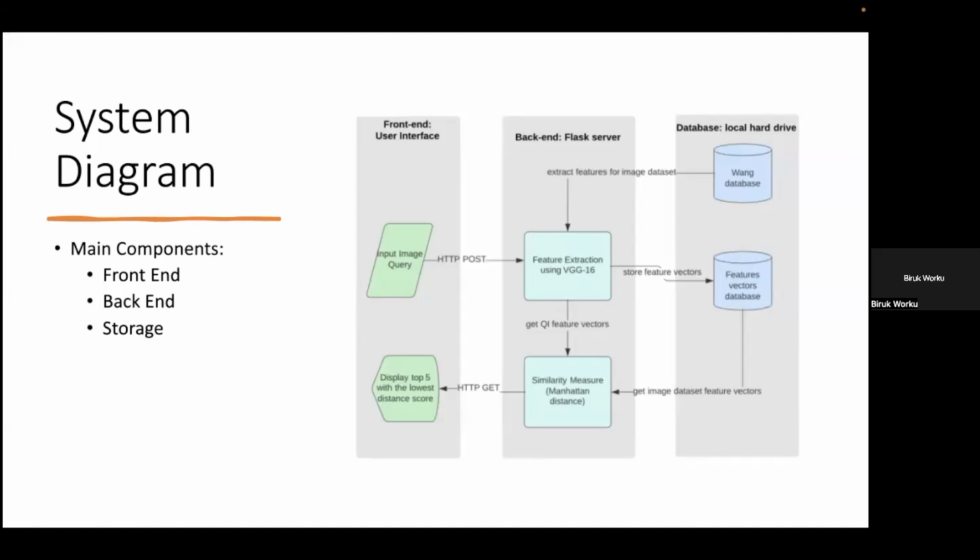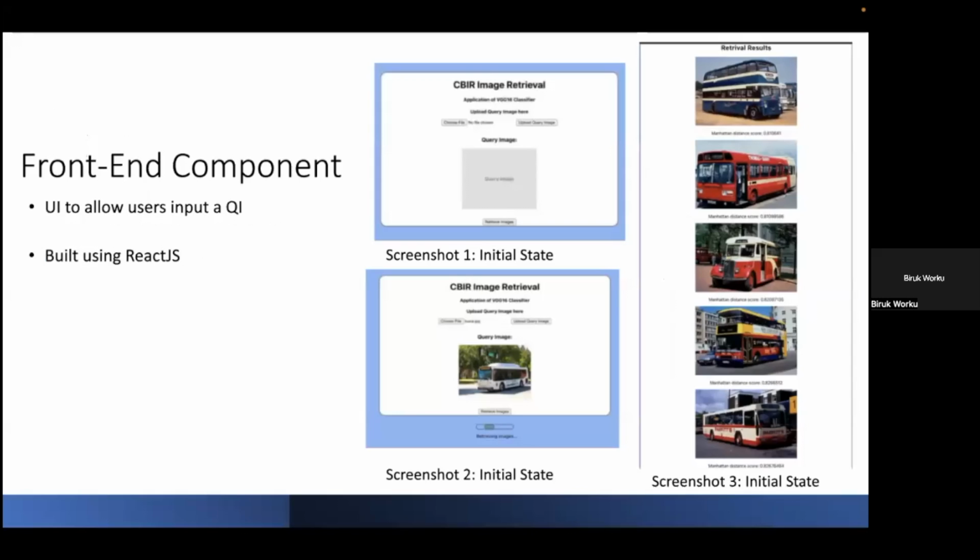Our system diagram for the prototype is here, as illustrated in the figure on this slide. As we can see, the system has three major components worth discussing: the front end, back end, and storage components. In the next few slides, I'll take you through a brief explanation of each of the components and how they contribute to the overall system.